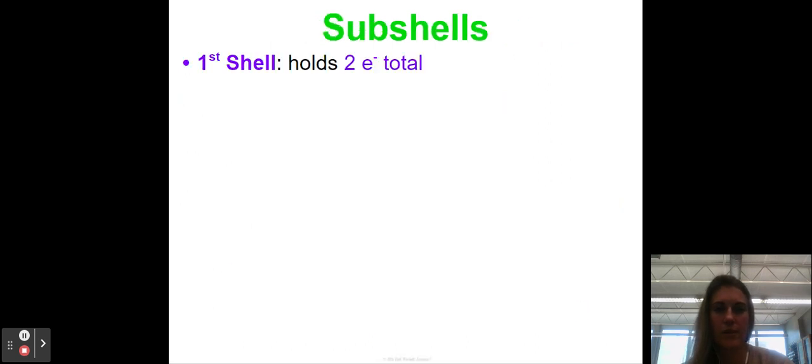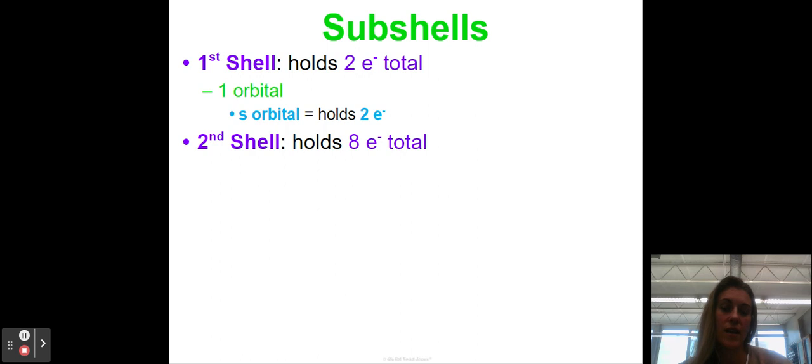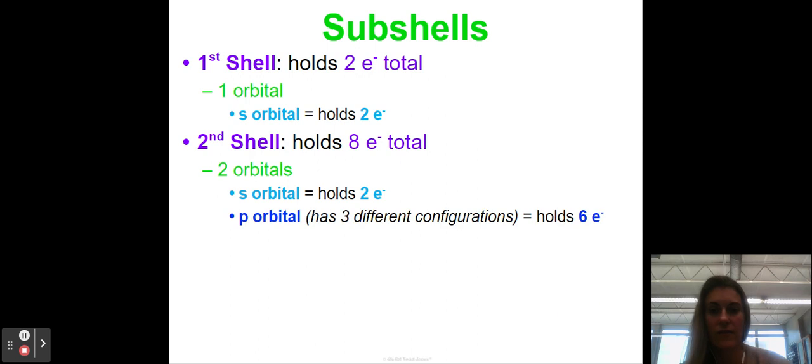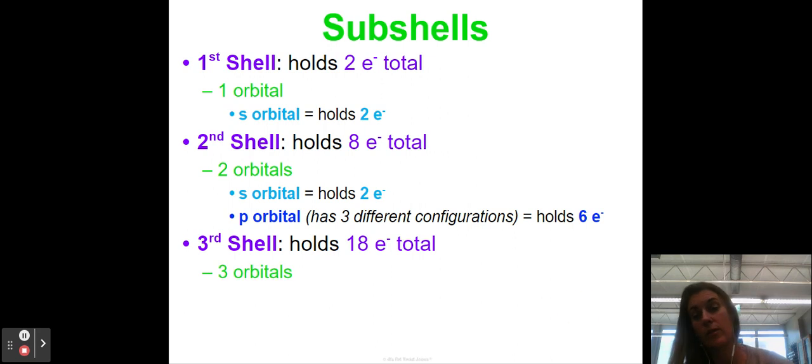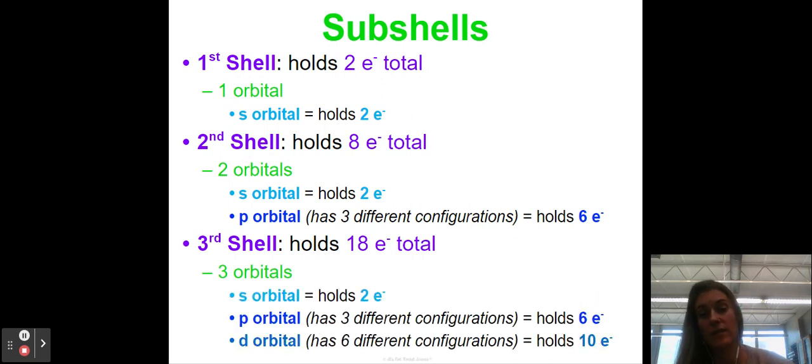So our subshells: the first shell will hold 2 electrons total. We have 1 orbital, which is the S orbital. The second shell has 8 electrons total because it has 2 orbitals, S and P. And then the third energy level holds 18 electrons total. It has 3 orbitals, S, P, and D. S has 2, P has 6, and D has 10. Again, I know all this seems very weird, but it all comes together.